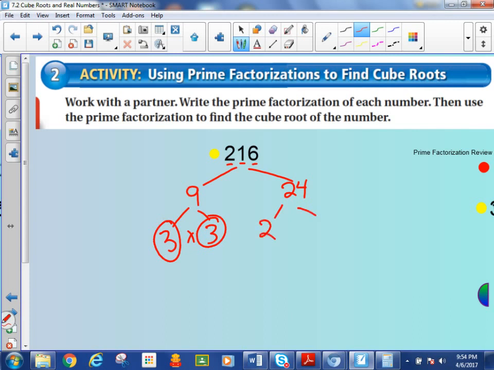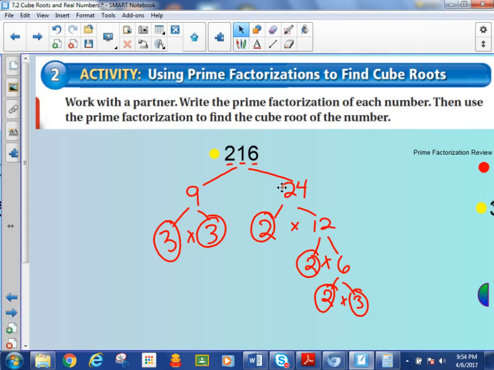24 will break down to 2 times 12. Somebody else might have said 6 times 4. It doesn't matter. In the end, we'll end up with the same digits. 12 will break down to 2 times 6. And 6 breaks down to 2 times 3. Okay, so now my prime numbers, notice I circled as I went so that it's easier for me to see.